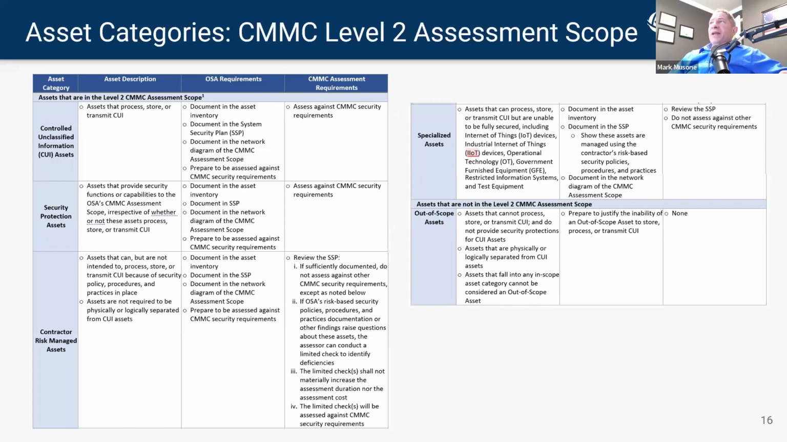Now, a little bit of a heads up. Anna mentioned briefly that the final rule was posted on Tuesday. Was that yesterday?